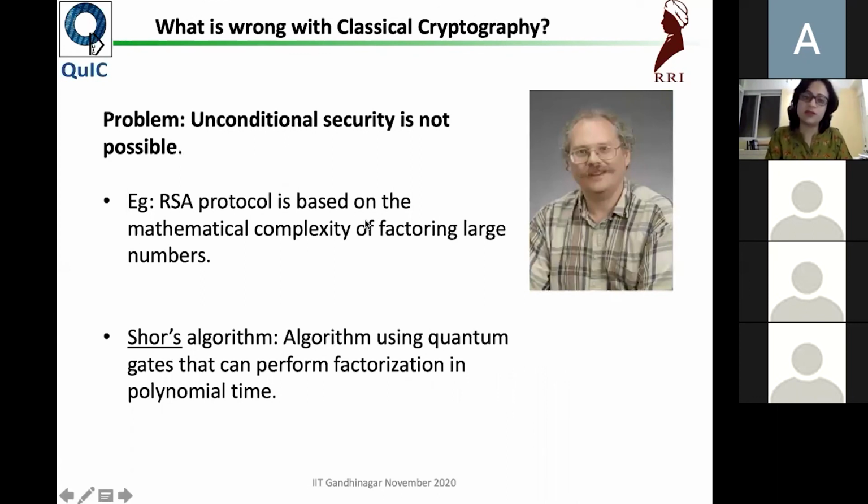So what is wrong with classical cryptography? The idea is that unconditional security is not possible. So here, for instance, the most popular protocol is the RSA protocol. Okay, and the RSA protocol is based on the mathematical complexity of factoring large numbers. The fact that it is a hard problem to factor large numbers is what our security is currently hinging on. But here the gentleman Peter Shor comes up with Shor's algorithm, which is an algorithm using quantum gates that can perform factorization in polynomial time. So instead of it being a very hard problem, it becomes a less hard problem.